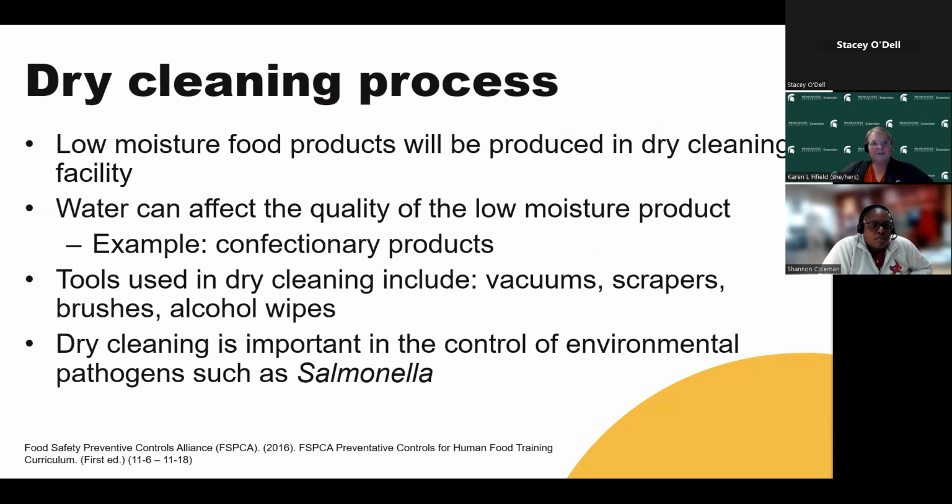So tools used in dry cleaning include things like a vacuum, scrapers, brushes, alcohol wipes. During this process, the residue is removed through the mechanical or physical action of scrubbing or wiping. Dry cleaning is important in the control of environmental pathogens such as salmonella. The control of environmental pathogens is a concern when dry cleaning, as it may be easier for pathogens and other contaminants to spread.